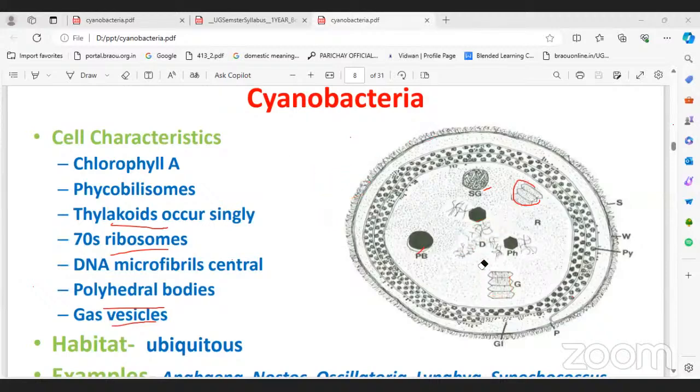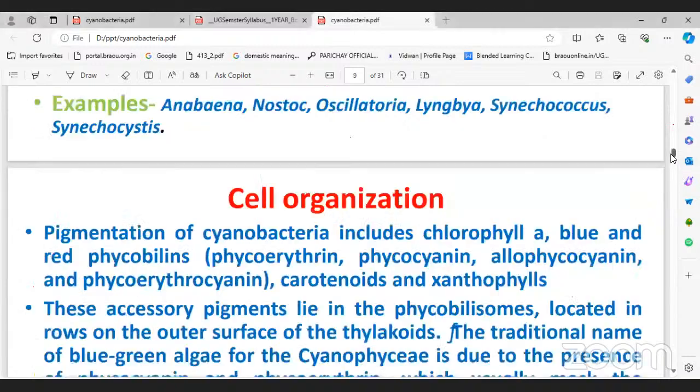After cell structure, now we can go through reproduction. How many types of reproduction? You must have already learnt in the general character of algae. Three types: vegetative, asexual, and sexual reproduction. Three are present.